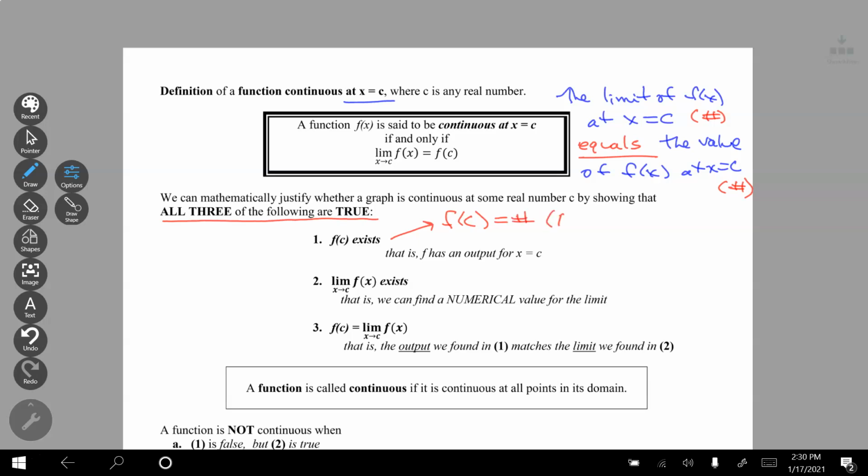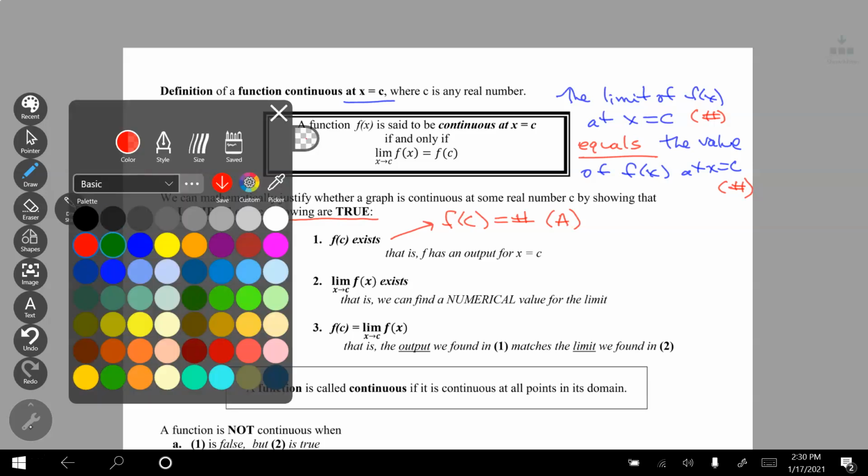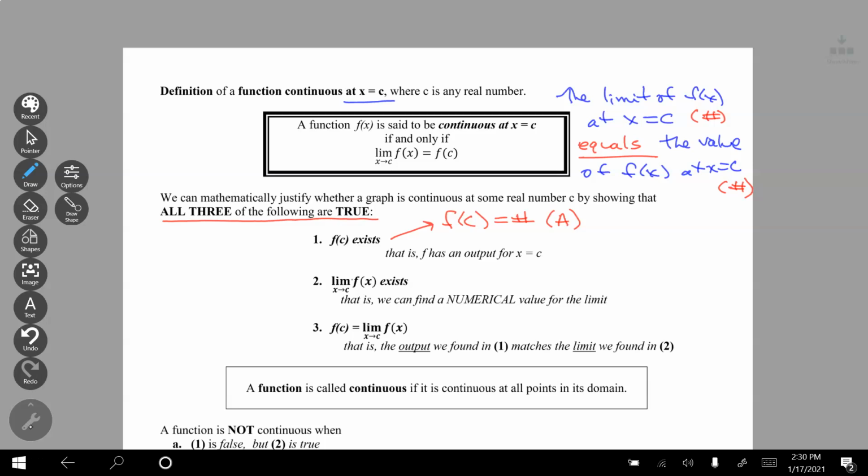Let's call that number a. The second part that has to happen is that the limit exists. For the limit to exist, we're saying the limit as x approaches c of f of x has to equal some number. Let's call that number b.